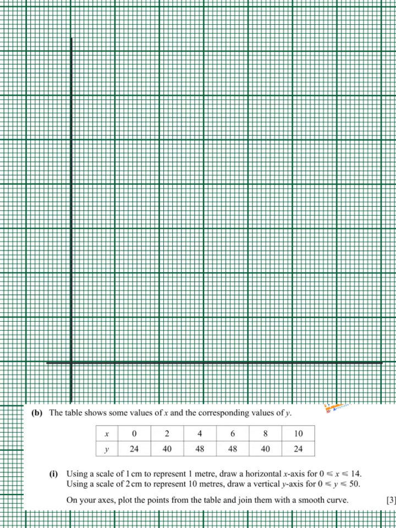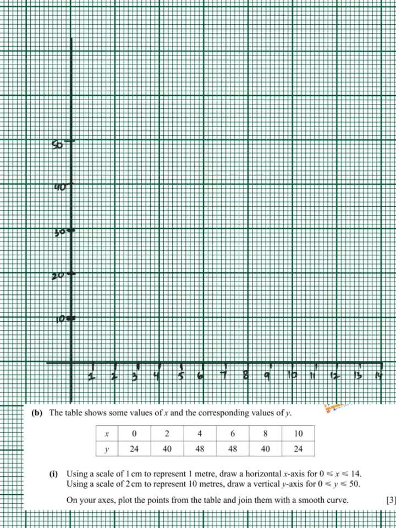Alright. And the second part, you need to construct the graph, and the scale is 1 centimeter represents 1 meter on the x-axis. That means on the x-axis we have 1, 2, 3, 4, 5 and so on, and on the y-axis 2 centimeters represent 10 meters. So that means it will be 10, 20, 30 and so on.